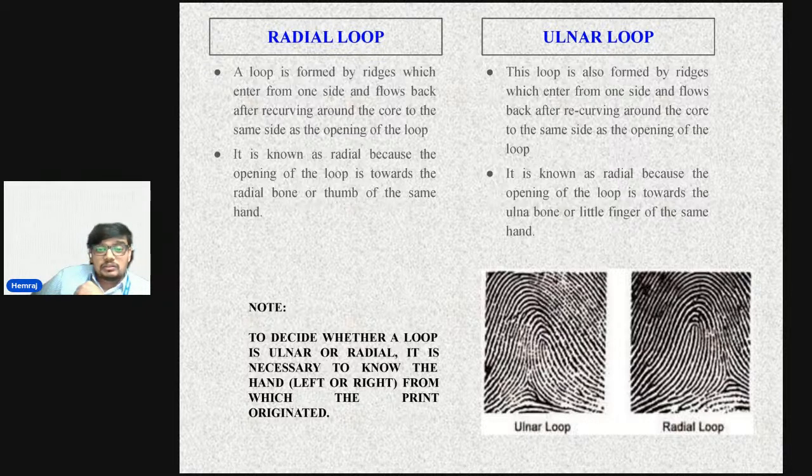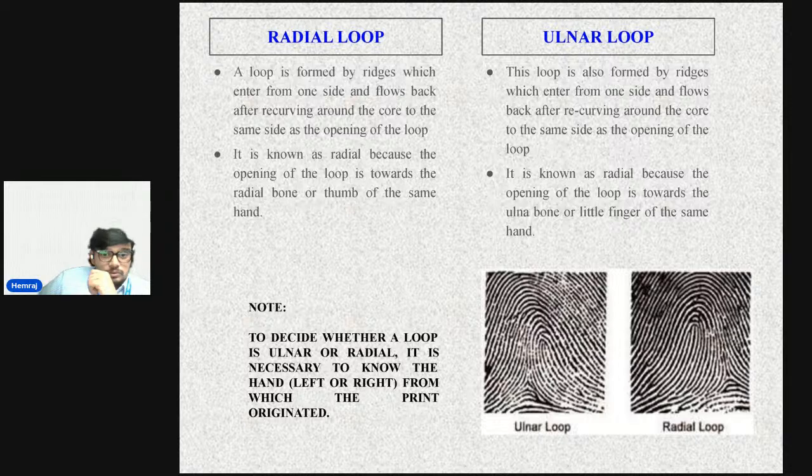So here the ridges are making at least one curve around the central part. So this is known as the loop. There are two loops, radial loop and ulnar loop. So if we talk about radial loop, the radius bone, there are two bones in our hand, radius and ulna. If the opening is toward the ulnar bone, so this is the opening of the loop. In this radial loop, the opening is this side. Ulnar loop, opening is this side.